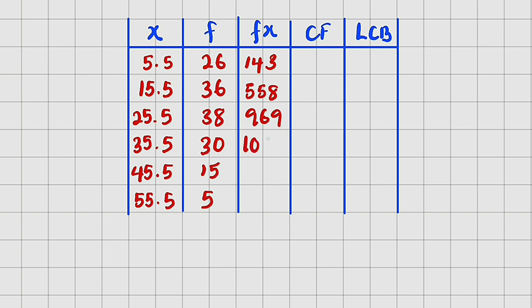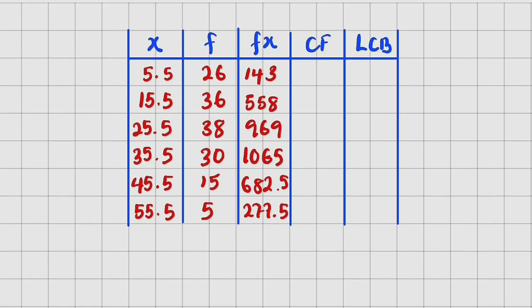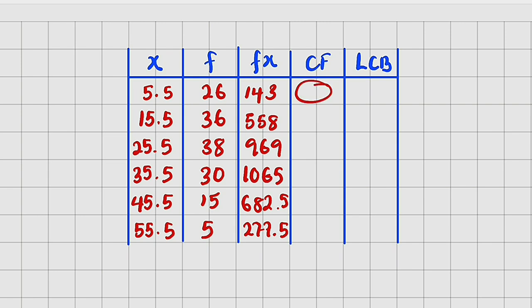That is 1065. Then we take 45.5 multiplied by 15. That is 682.5. Then lastly, we have 55.5 multiplied by 5. That is 277.5. Then cumulative frequency. The first cumulative frequency is equivalent to the first frequency as always.